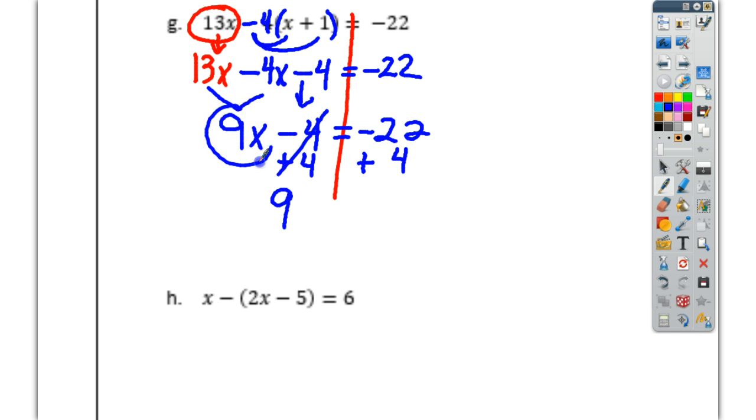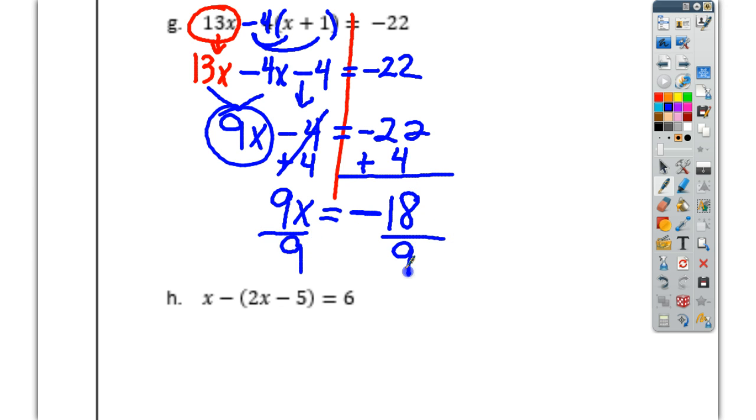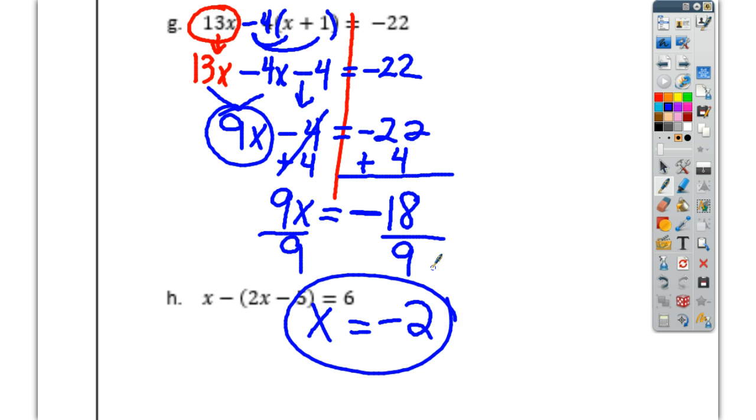Now I have left over here, I have my 9x equals a negative 22 and a positive 4. It's a fight. Who wins? The negative, excuse me, the negative by 18. And now we will divide both sides by 9. X equals negative 2. Check it quick.